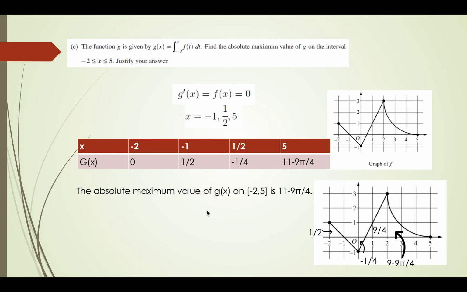I can't tell you how many times I've seen students do all the work correctly, fill out the table of values correctly, and then never actually give a final answer. So this is the answer. The absolute maximum of this function on this interval is 11 minus 9 pi over 4. Okay, so moving on to part D.